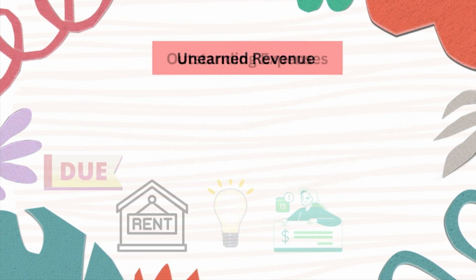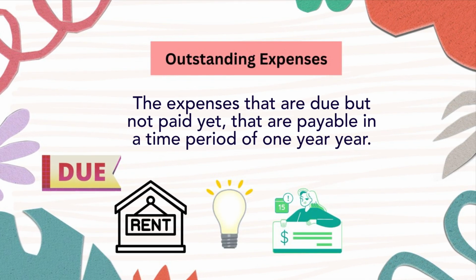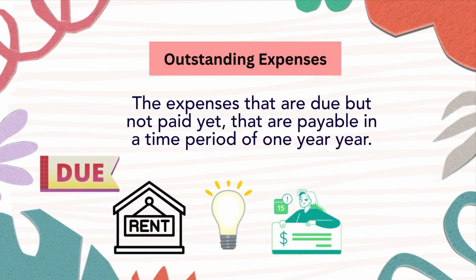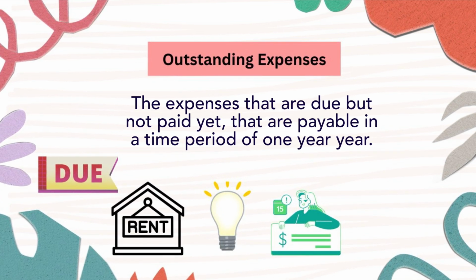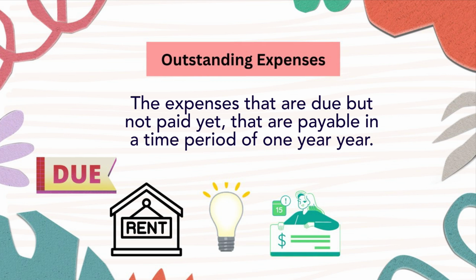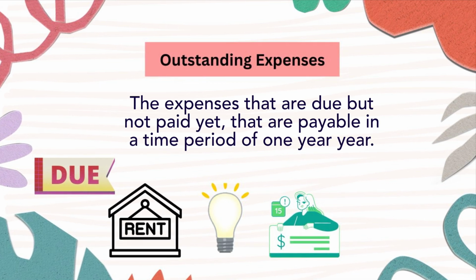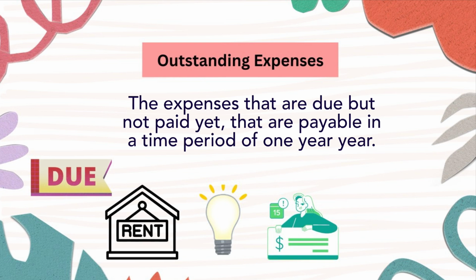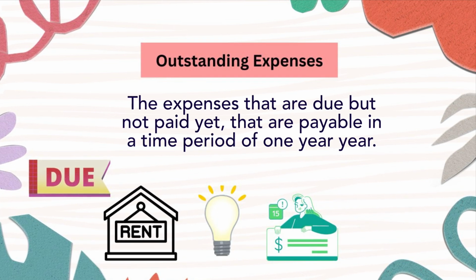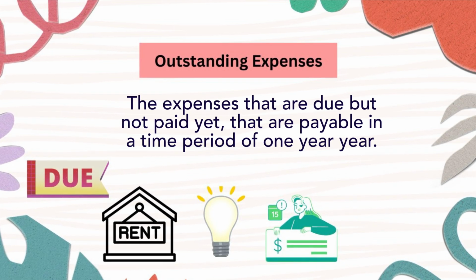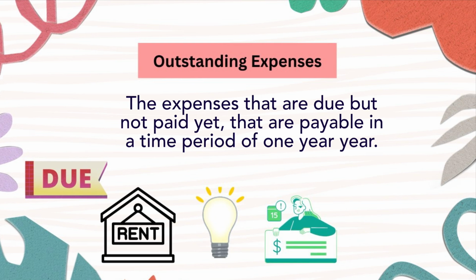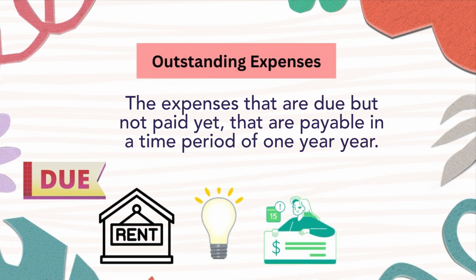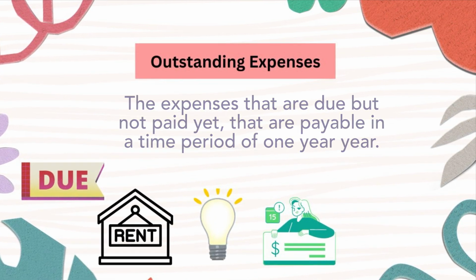Other than this, there can be certain outstanding expenses. Now, what are outstanding expenses? The expenses that are due but not paid yet, that are payable in a time period of 1 year, are considered as outstanding expenses. This can be anything like rent or electricity bill or any salaries or wages that are yet to be paid are considered as current liability.